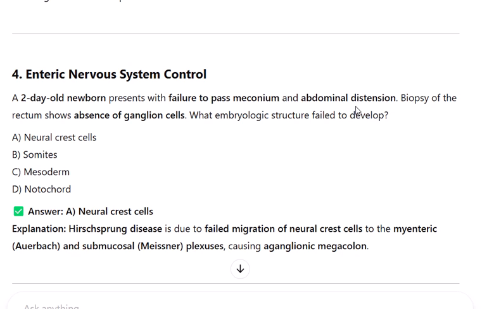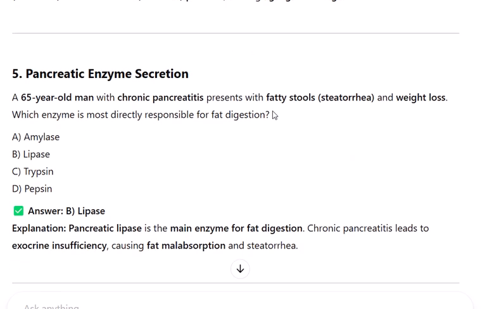Neural crest cells. Explanation: Hirschsprung disease is due to failed migration of neural crest cells to the myenteric Auerbach and submucosal Meissner plexuses, causing an aganglionic megacolon. 5. Pancreatic enzyme secretion.